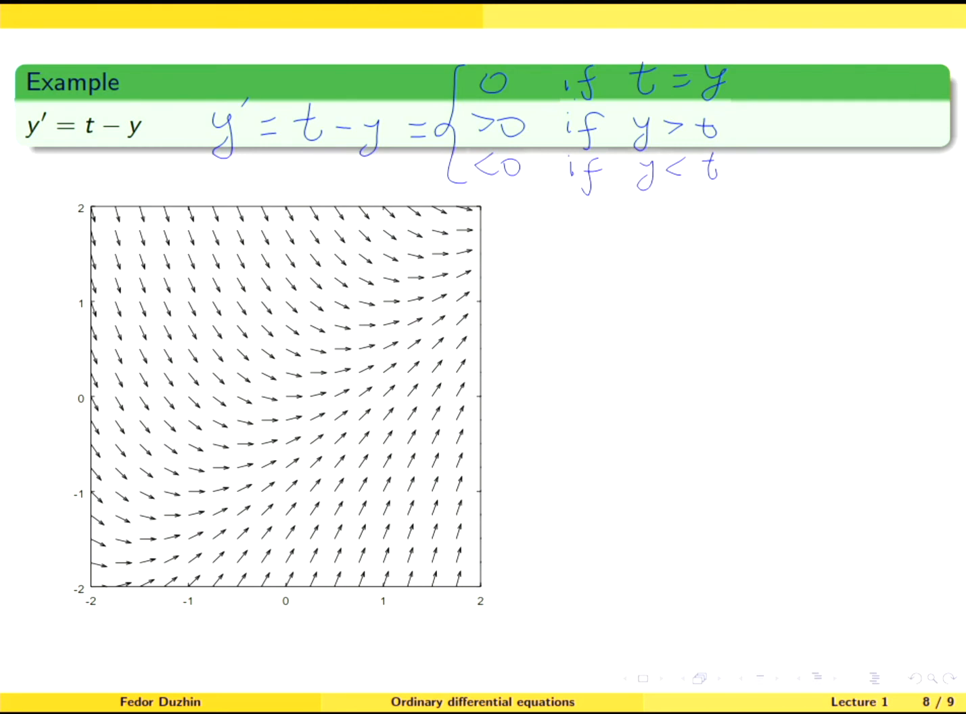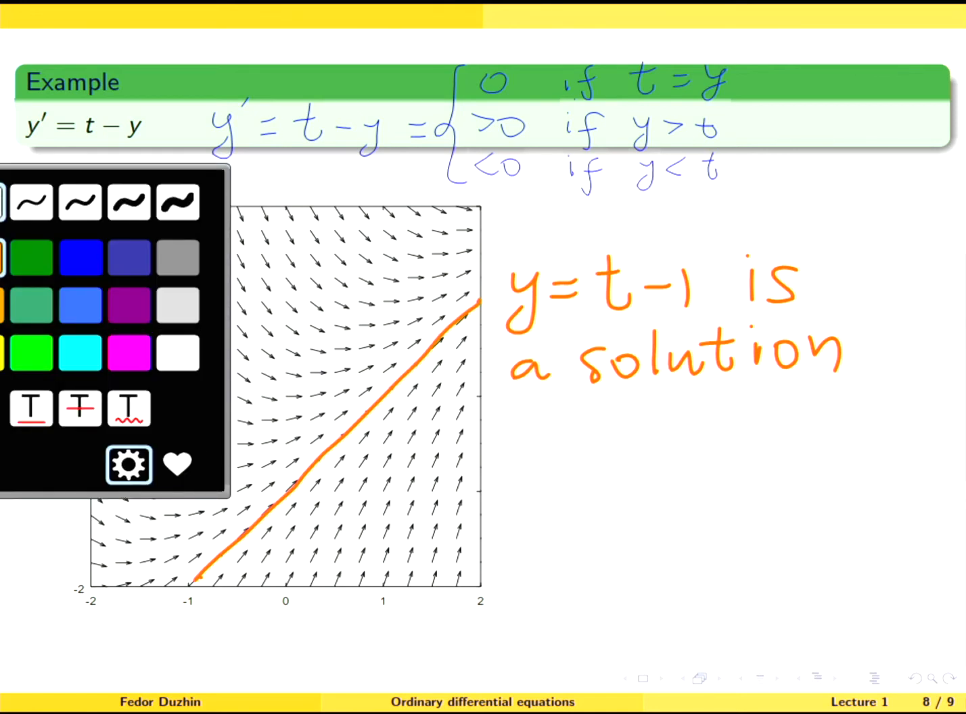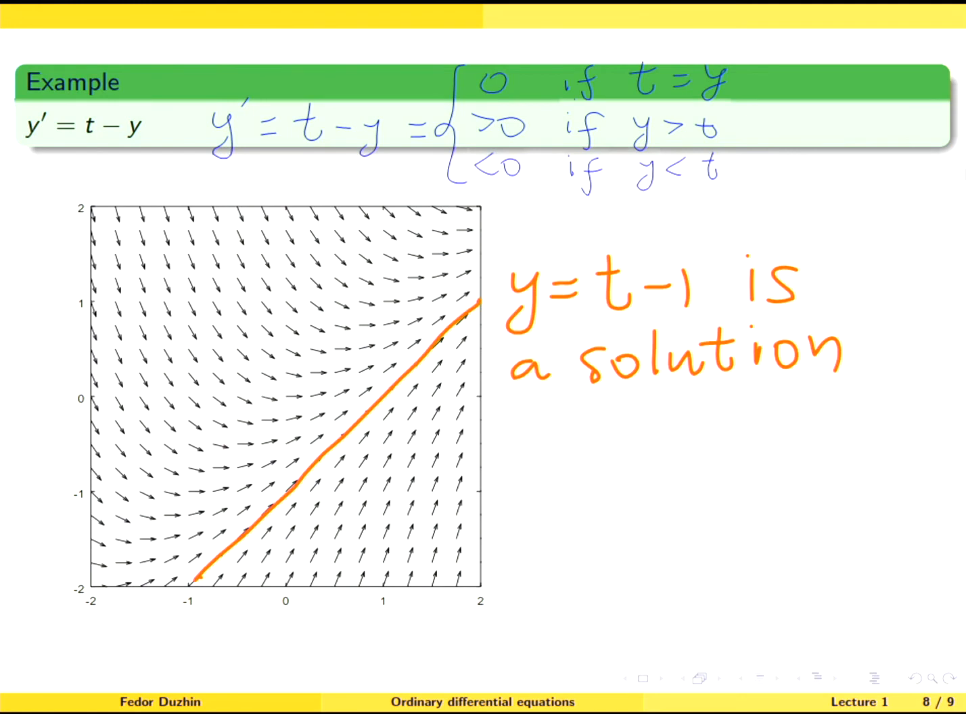And so what I want to show is that if you look at this line, then all these arrows, they are exactly at 45 degrees, and all these arrows belong to the same line, y equals t minus 1. This means that y equals t minus 1 is a solution of this differential equation.